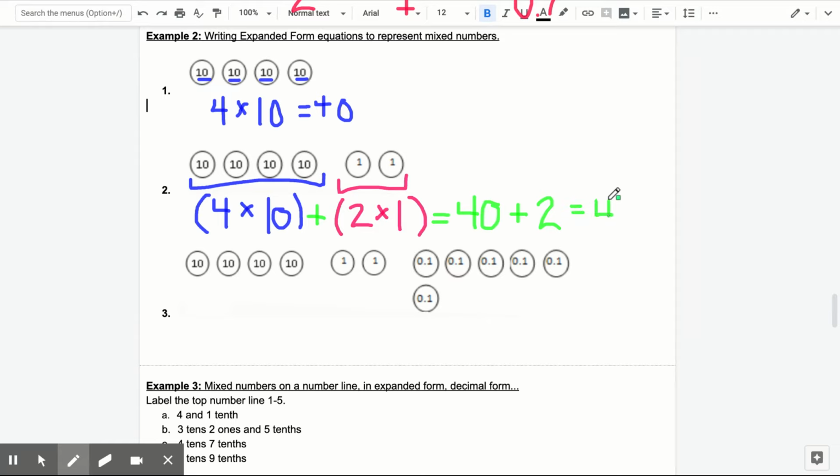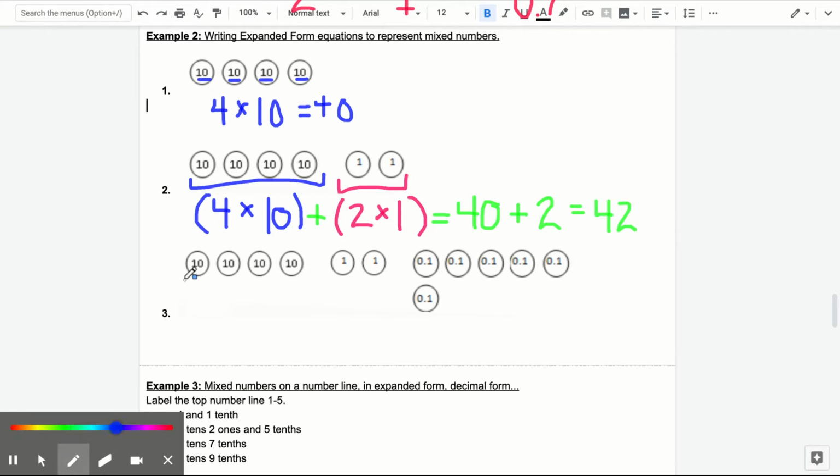As you know, some of you can skip this step and do it in your head, but do pay attention and make sure that you are multiplying both pieces in parentheses first before you add them together, okay? All right, building one more time.